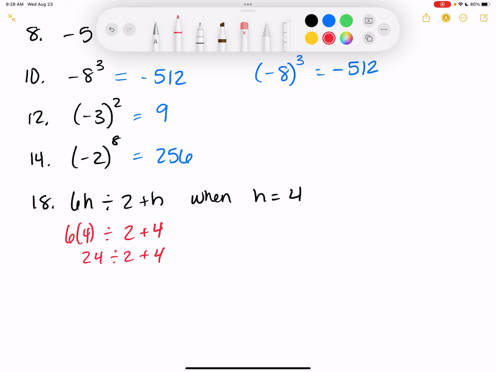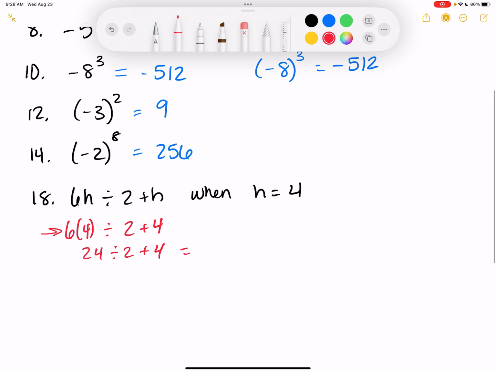As long as you show this step here of actually plugging in the 4, if you end up just going across and give me the final answer, that's fine, because I know this is simple math. So 24 divided by 2 plus 4. 16. So 16 would be the answer for that one.